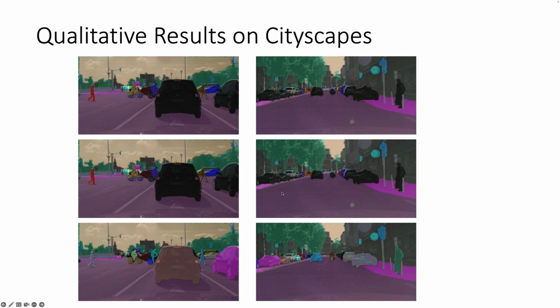Here are some qualitative results on Cityscapes. The first row is the input from our base network, and the second row is the output from a state-of-the-art refinement network, which is called SegFix. And the third row is the result from our method. We can see that we can find the missing car and the missing person's mask in this image.